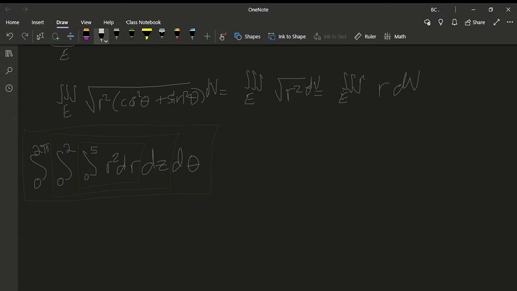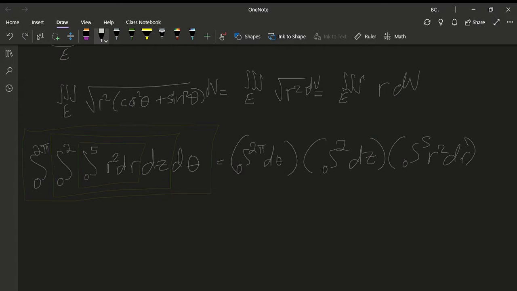So this ends up looking like this because think about it, if you integrate from 0 to 5 r squared dr, you're going to end up getting a number, just a scalar number that you use to integrate your dz, and then you get a scalar number from your dz that you integrate into your 2 pi. So you can end up just doing this, 0 to 2 pi d theta times 0 to 2 dz times 0 to 5 r squared dr.